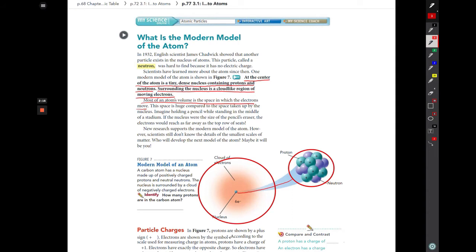Imagine an atom that only has 4 electrons. So your nucleus is the pencil eraser, and there's 4 little tiny electrons somewhere out there in the rest of the stadium. That kind of puts it into perspective that most of the atom is actually empty space. Now, to kind of blow your mind a little bit, if most of atoms are empty space and everything is made up of atoms, that means the majority of everything is empty space. So think about that for a moment.